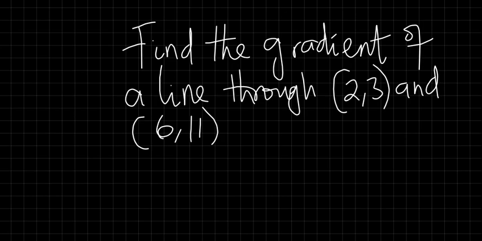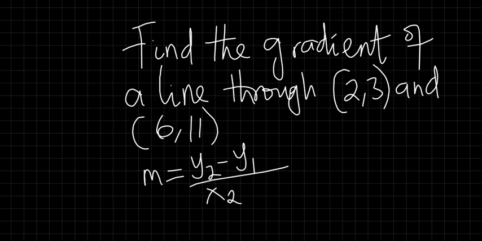formula for the gradient of a line given 2 points. M is equal to y2 minus y1 over x2 minus x1. So we all know that this is x1, this is y1, this is x2, and this is y2. No, sorry. This is x1, y1, this is x2, y2.